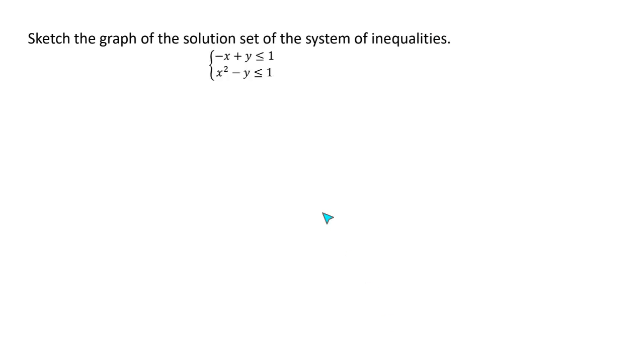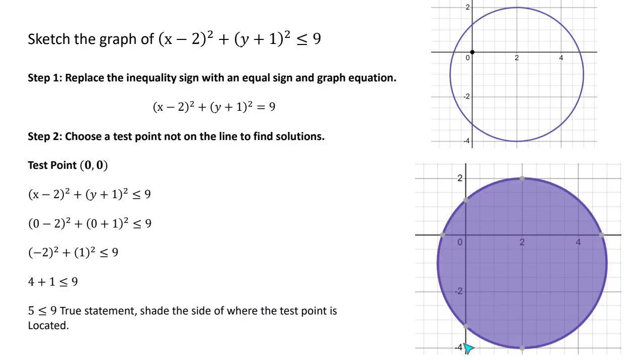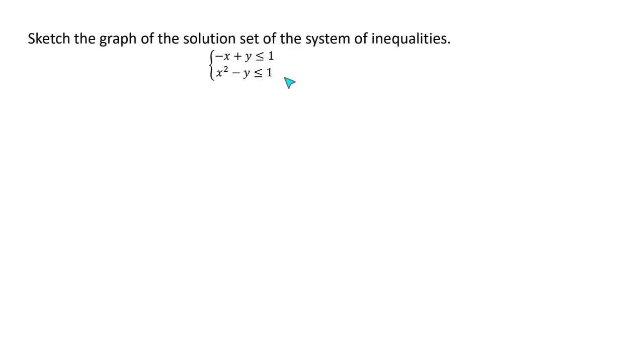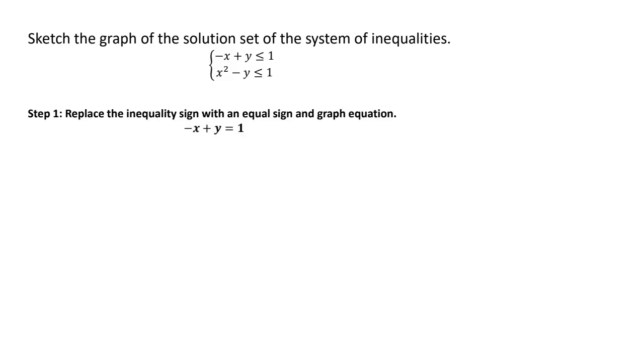Okay, so let's try another example here. Notice that this system of inequalities is made up of a line and a parabola. Now we have two equations instead of just one. The process is still the same. We're going to graph each of these and then see where they intersect or have common solutions. So the first thing we want to do is graph the first inequality. I'm going to change the inequality sign to an equal sign.